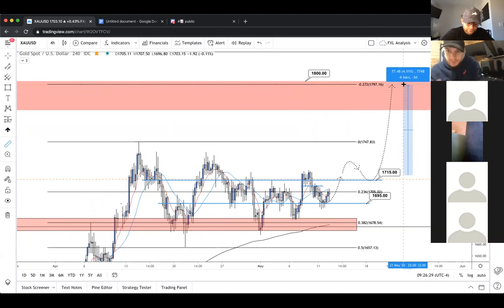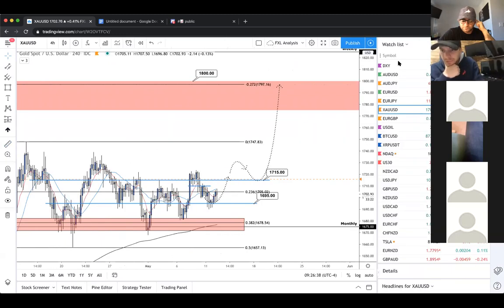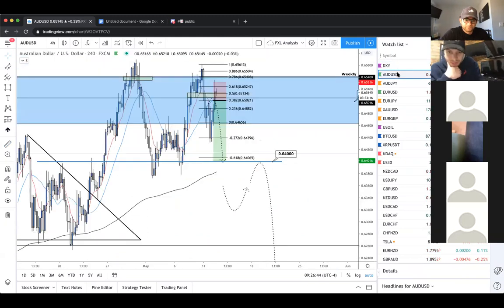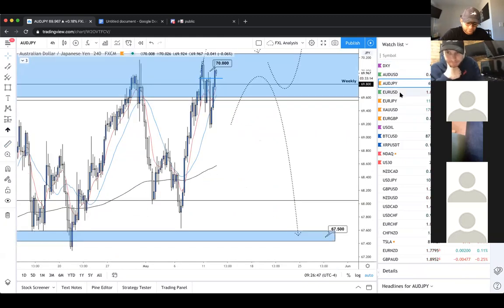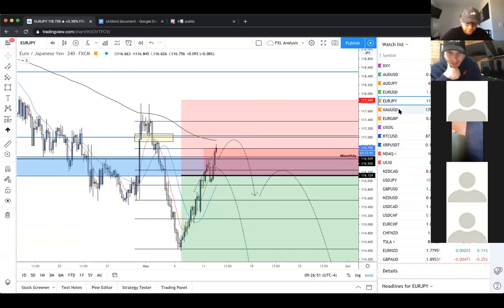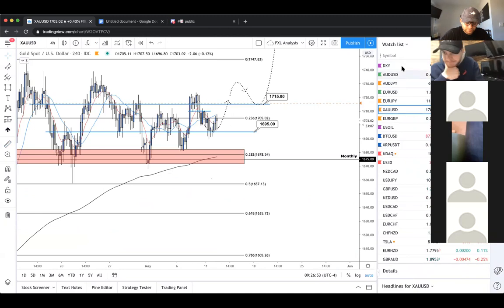Huge move. Almost 4.5% movement in gold's price in total. So that's pretty nuts. That's a big move. But anyway, quick recap. We covered DXY, as always, getting a little rejection from this level now. It's a good sign. We covered AU, AJ, EU, EJ, and finally we covered gold, right?